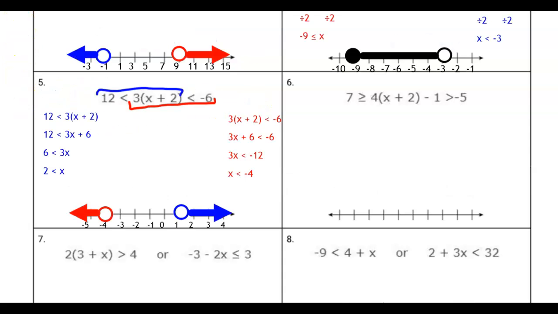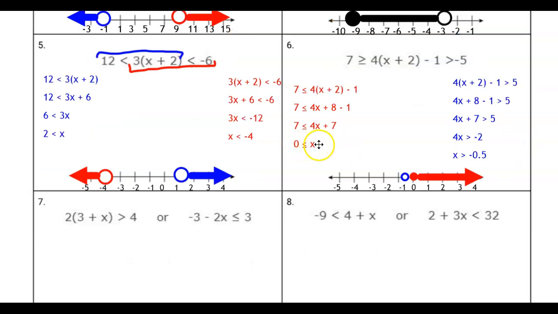Let's graph it up. So since 2 is less than x, we say x is greater than 2. That's this part here. Open circle because no equal sign. X is less than negative 4. That's here. Open circle because no equal sign. All right, perfect. Moving on to question 6. Split them up and then see if you got it right.